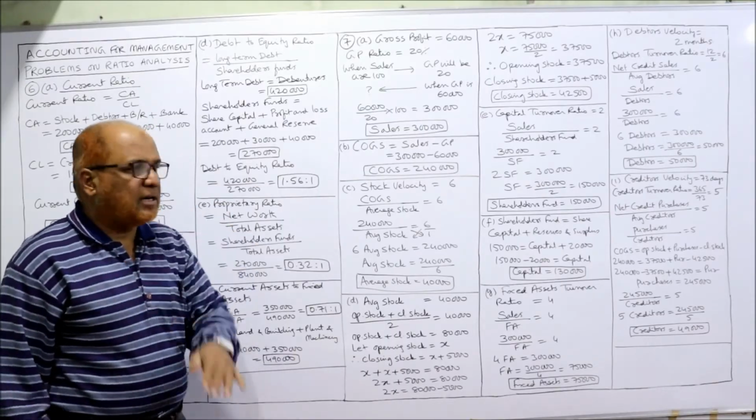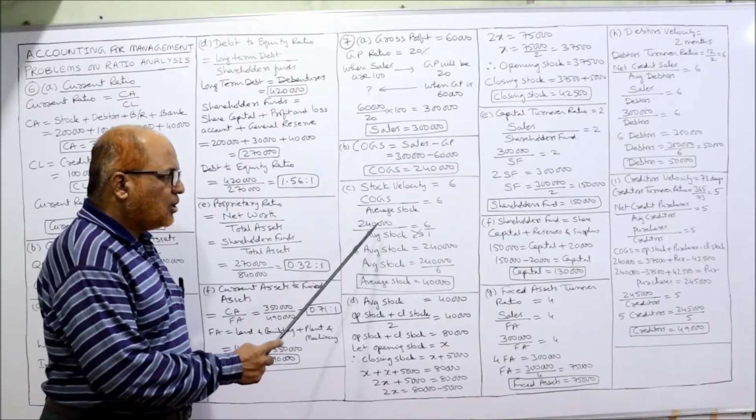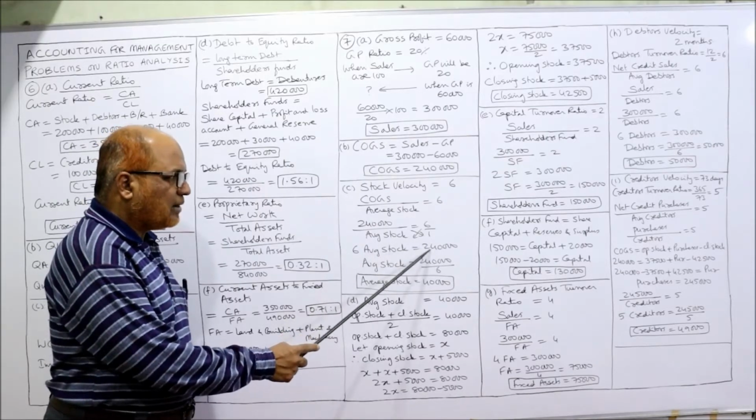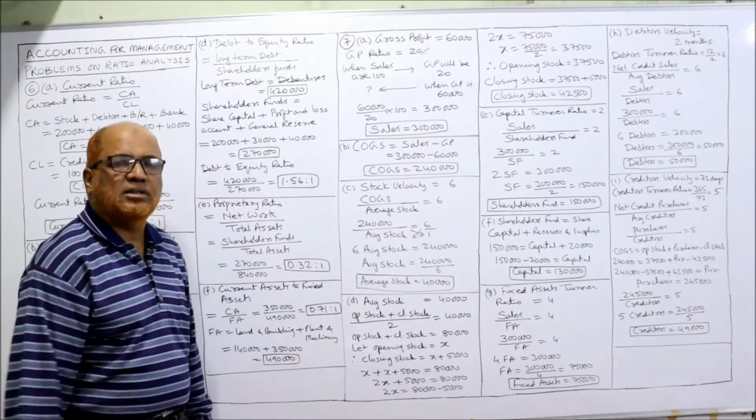Now we make cross multiplication. 6 into average stock is 6 average stock, 2,40,000 into 1 is 2,40,000. So average stock is 2,40,000 divided by 6, you will get 40,000.